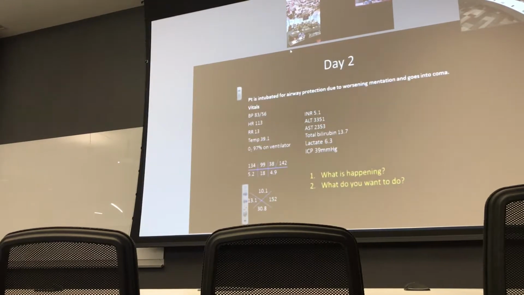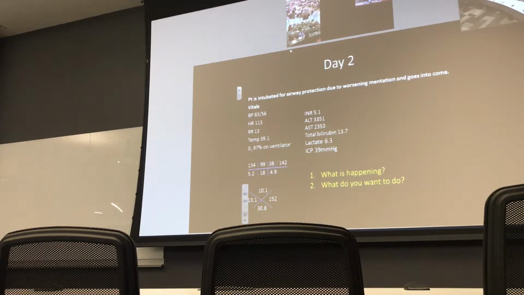So day 2, the patient is intubated for airway protection because her mentation is worsening and she goes into a coma. You see her vitals that I have listed here. So what is happening and what do you want to do? I'll give you about 5 or 6 minutes to talk amongst your group.